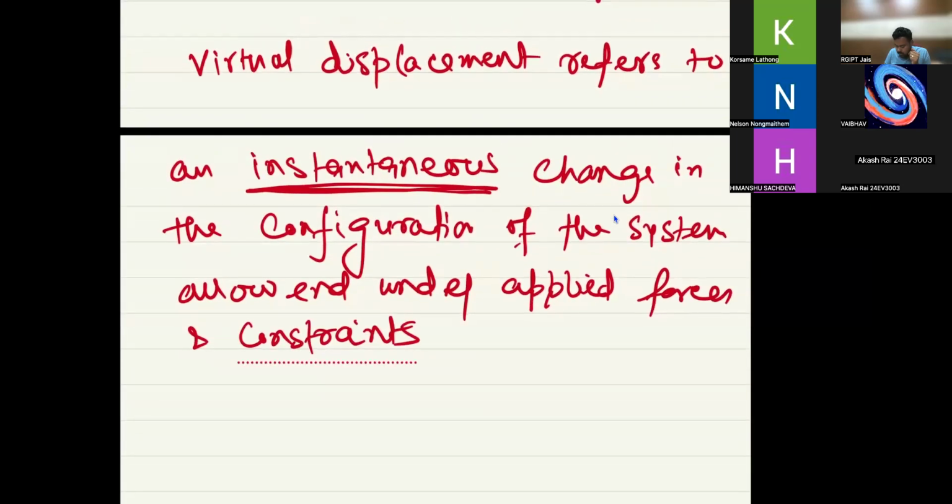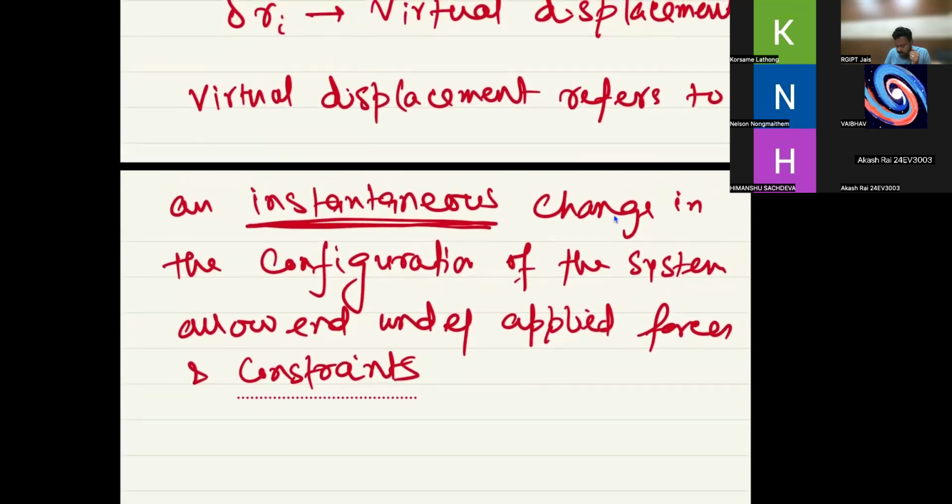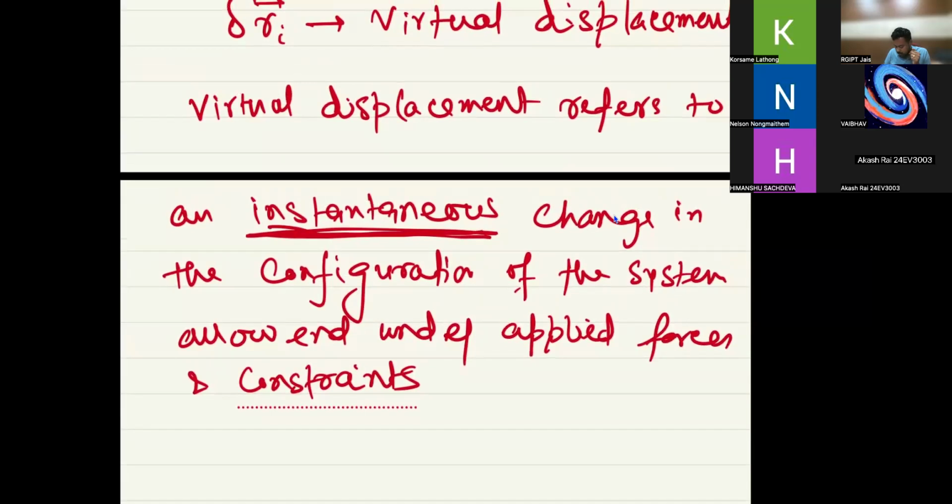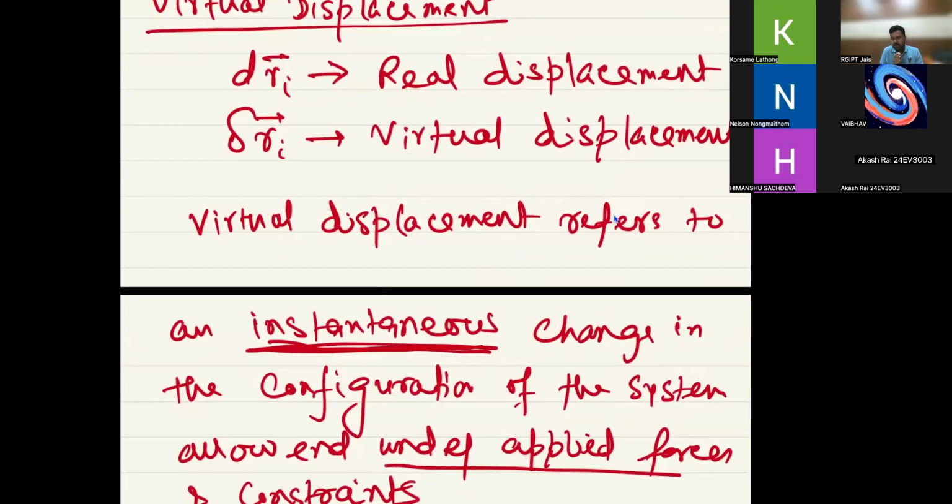And these two are very important, that this virtual displacement is instantaneous, and this should be allowed under the applied forces and the constraints. Whatever changes you make in the configuration of the system has to be consistent with the applied forces. This instantaneous term is important because a real displacement always involves time. You cannot change the configuration of the system without spending any time.